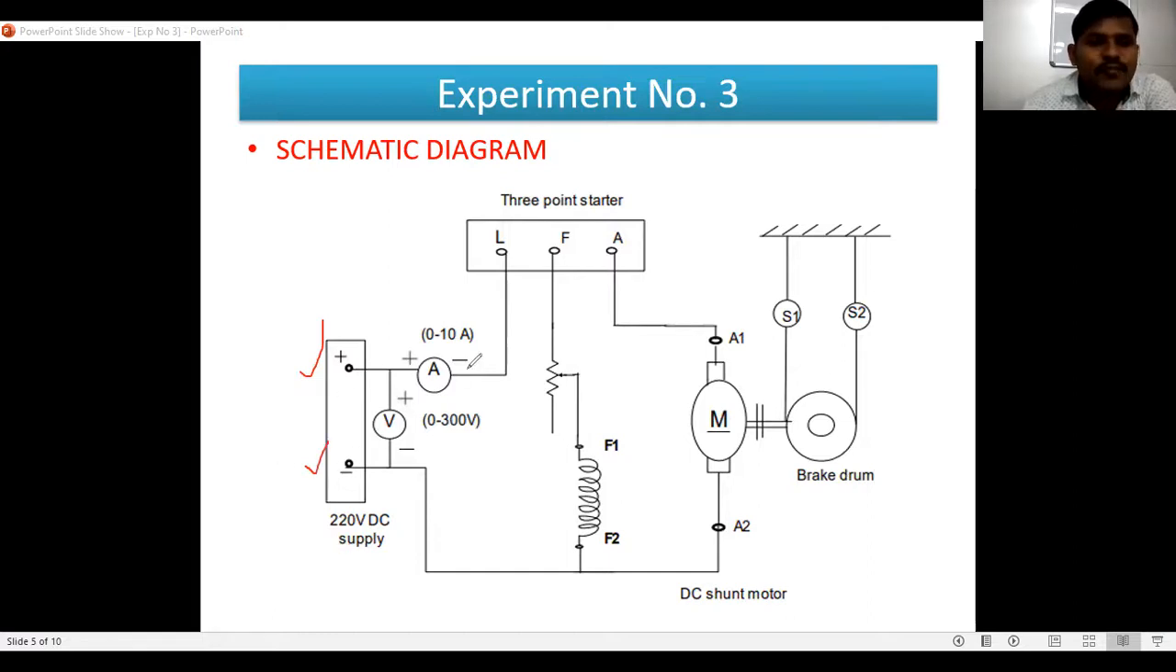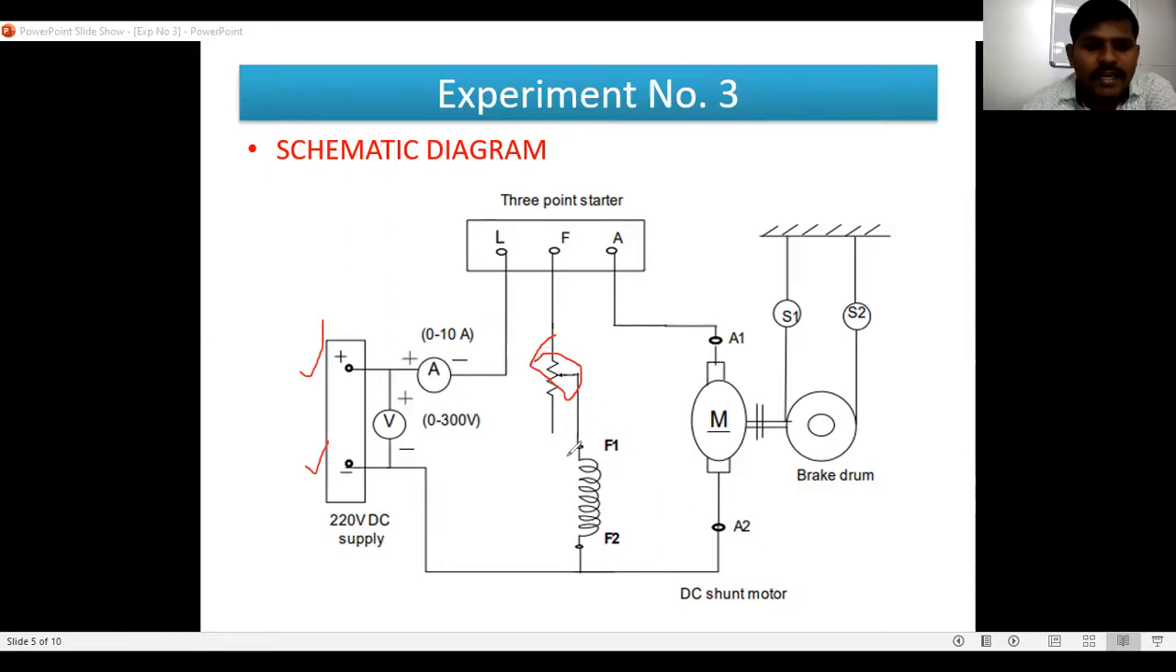We are feeding this power supply to the 3-point starter. का 3-point starter ला feed करतोय. By using this 3-point starter, we are able to start our DC shunt motor safely. So see, one positive terminal of the supply can be connected to the line terminal of the 3-point starter. Then field terminal of the 3-point starter is connected to one of the rheostat. So इथे एक rheostat use केलेला आहे बघा to run the machine at a constant speed.